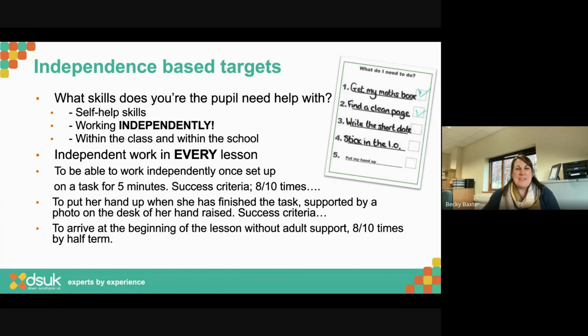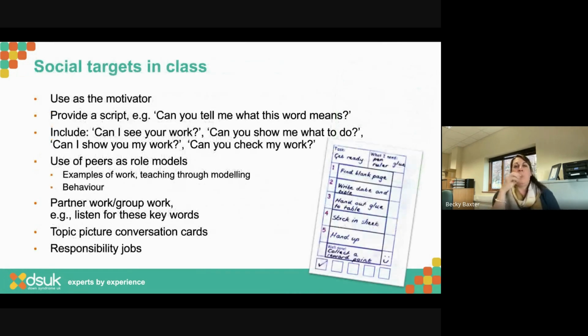And then my last one on there is a secondary school example: to arrive at the beginning of the lesson without adult support. So the child actually makes it there when the lesson is about to start without having to go with an adult. We can see how many times and by when, still coming into these more social targets. Having a social target in class, that often can be a motivator. I want to be interacting with our friends, do this bit of work, and then I can go and have a chat with so-and-so. And it might be, we want to provide that structure. So again, having a script.